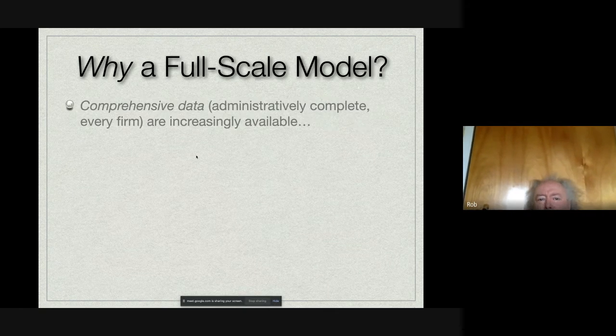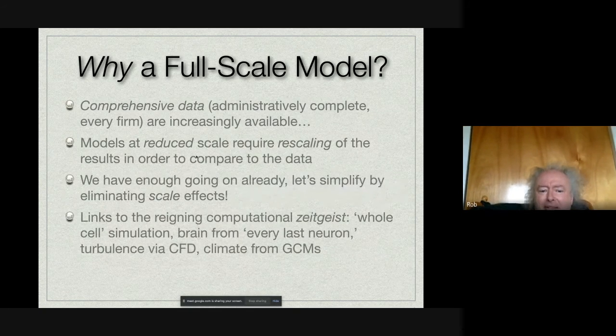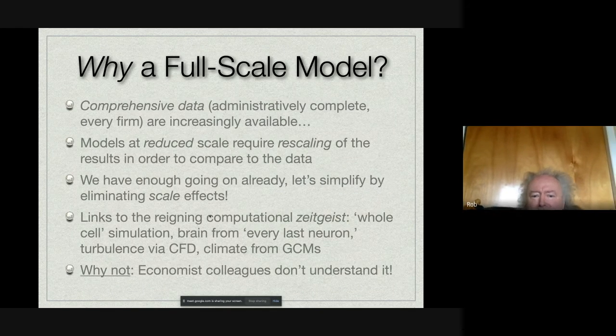Okay, so why a full-scale model? Well, of course, we couldn't do a full-scale model initially, but basically the story here, and I don't have to tell you guys this, is that today we're living in this kind of computational zeitgeist associated with, can you build a brain from neurons?